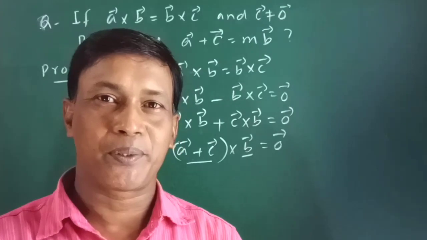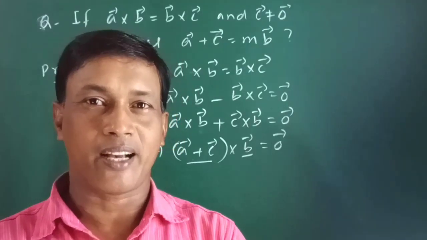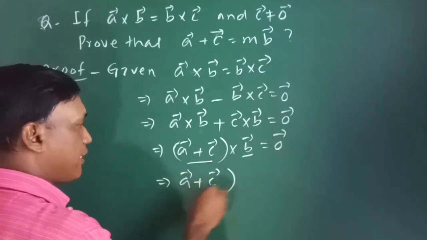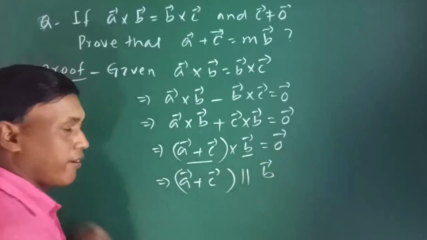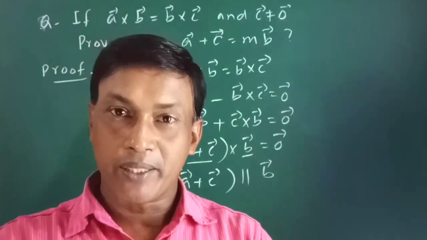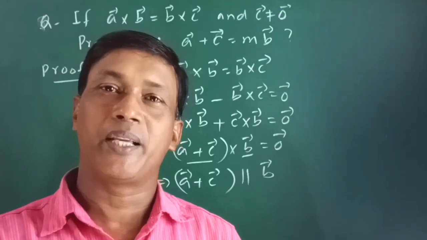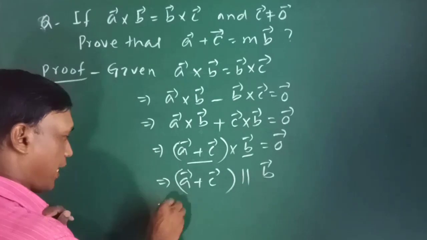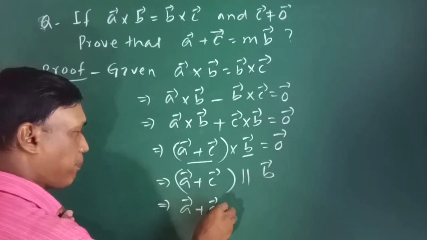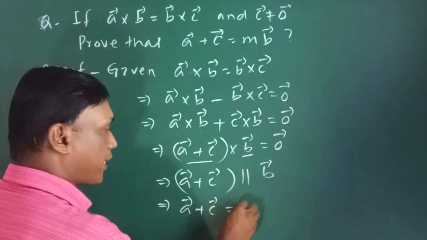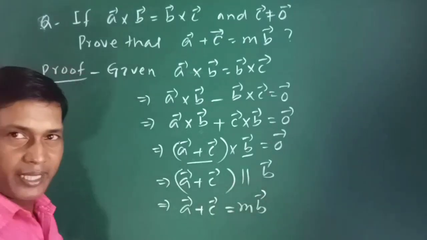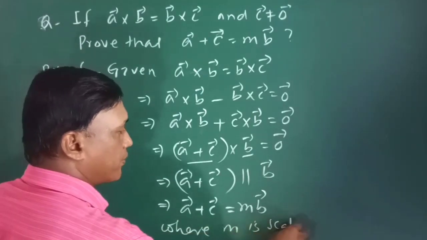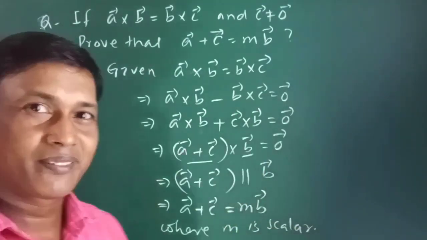If the cross product of two vectors is the 0 vector, then the two vectors are parallel. So we find here that A plus C is parallel to B vector, and we also know that if two vectors are parallel, then one of them can be a scalar multiple of the other. So we can write A plus C is equal to a scalar into the other vector. Suppose that scalar is M, where M is a scalar, and hence proved.